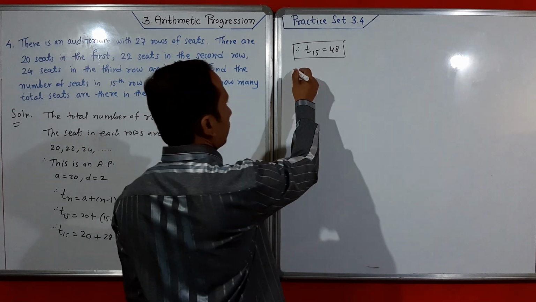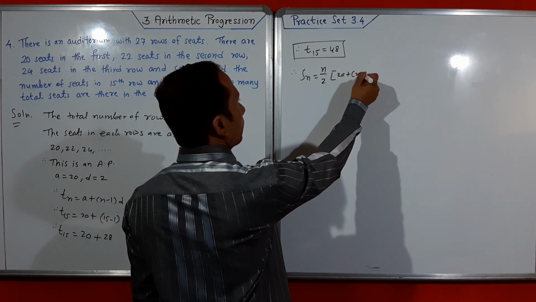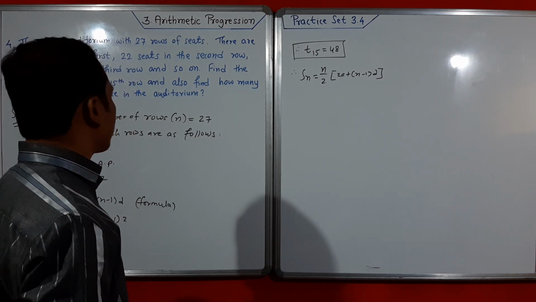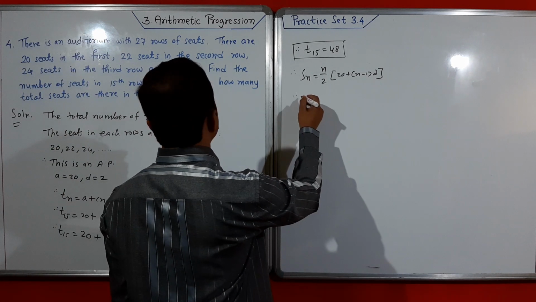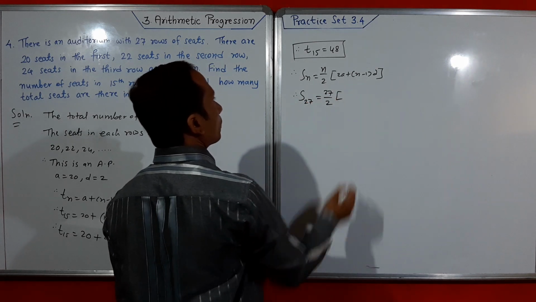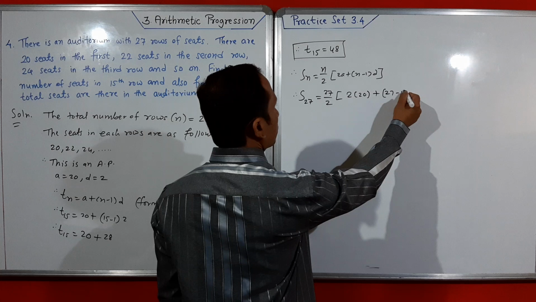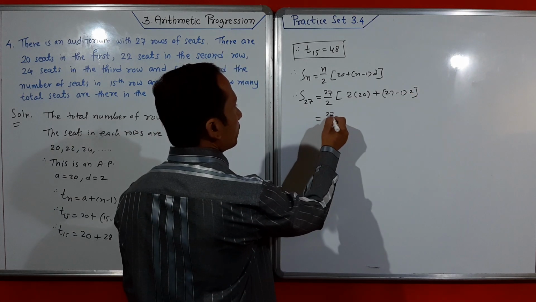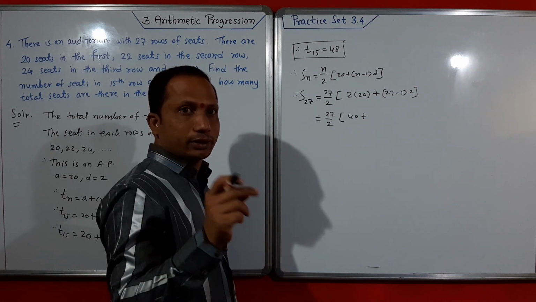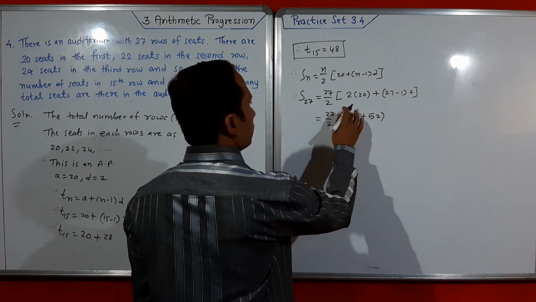Now we have to find Sn. Sn is equal to n upon 2 times (2a plus (n minus 1) d). I know n. In this case, n is given, the total number of rows, it is 27. S27 is equal to 27 upon 2, and then 2 into a is 20, plus n is 27 minus 1, d is 2. So 27 upon 2 in the bracket, this is 40, and this will be 26 into 2, which is 52.